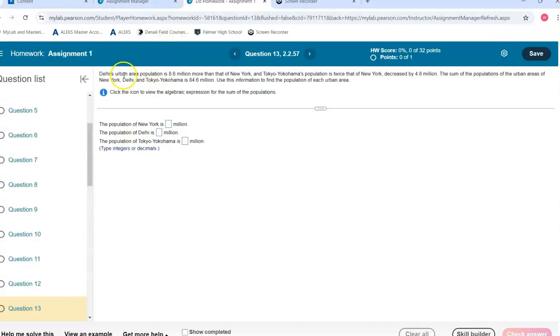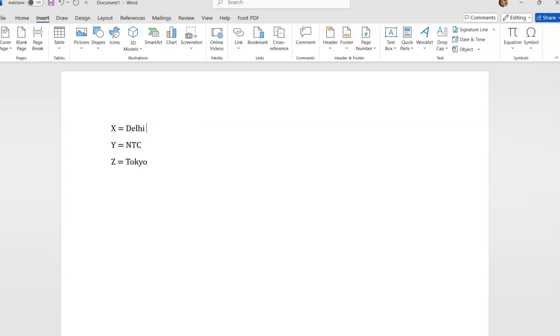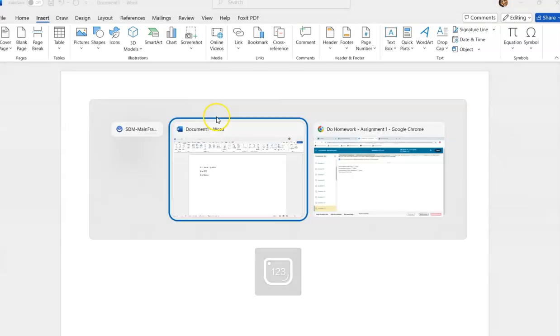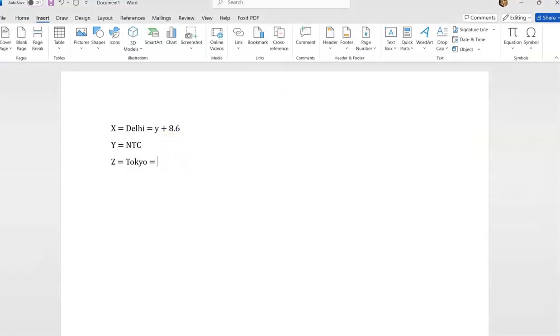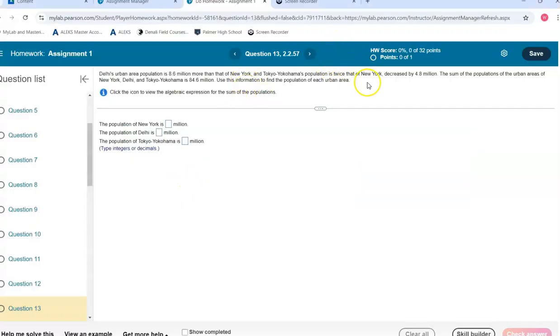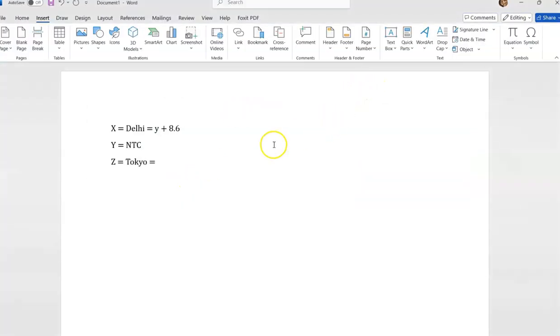When we come back here, we can see that Delhi's urban area is 8.6 more than New York. So for Delhi, this is going to be Y plus 8.6, because it is New York, which we defined as Y, plus 8.6. Now down here, Tokyo, we were told, is twice that of New York, decreased by 4.8. So we double New York, so 2y, then we subtract 4.8. So you can see now that everything is in terms of y.